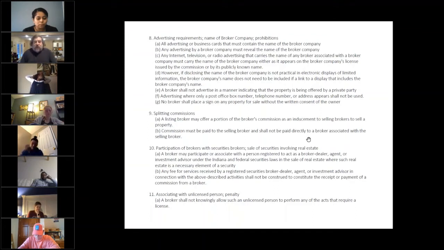All right. So the checks come in the name of the company or the individual broker if they don't have a company, but it's not made directly to you.